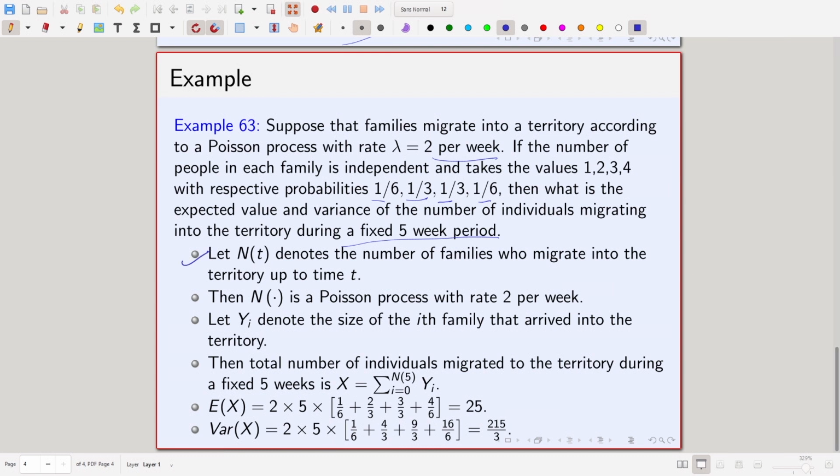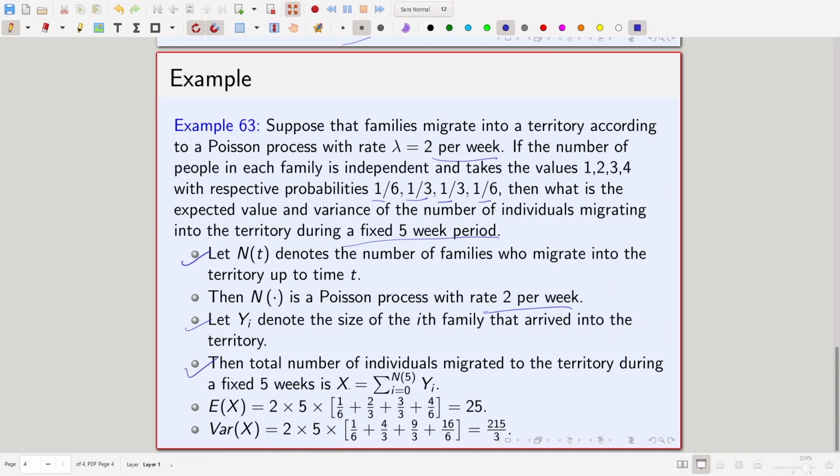So, let N_t denote the number of families who migrate into the territory up to time t. Then N is a Poisson process with rate 2 per week, because you were told that families migrate into a territory according to a Poisson process with rate lambda equal to 2 per week. Let Y_i denote the size of the ith family that arrived into the territory. Then you are given that these Y_i's are IID and take values 1, 2, 3 and 4 with certain probabilities, and they are also independent of the arrival process.